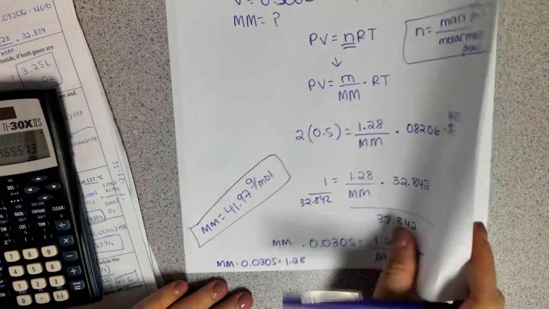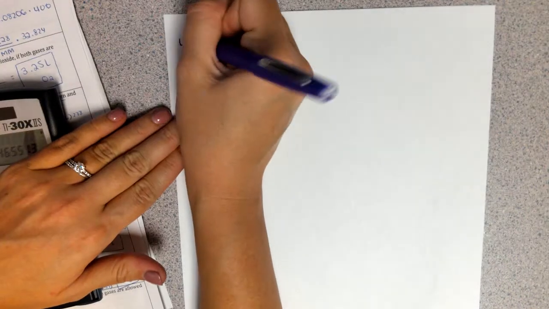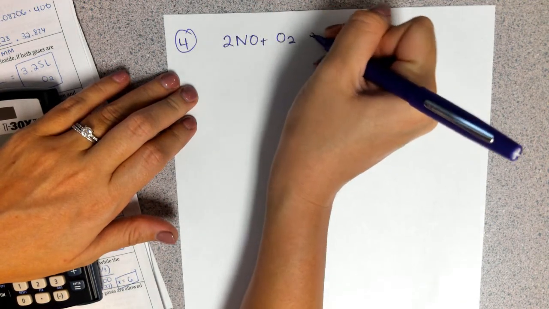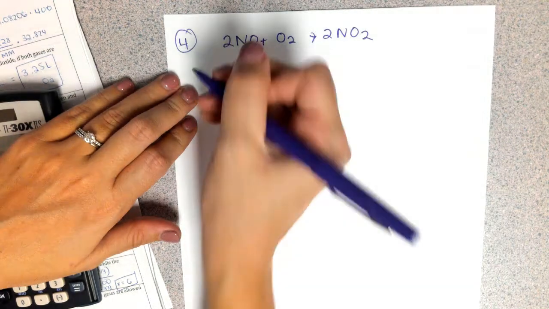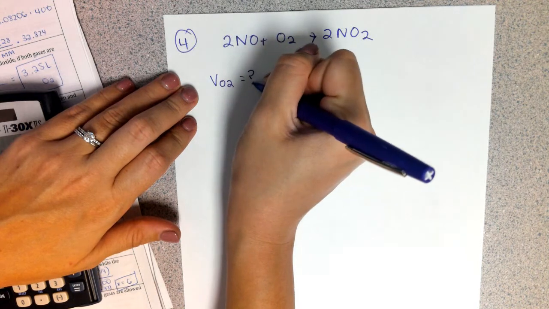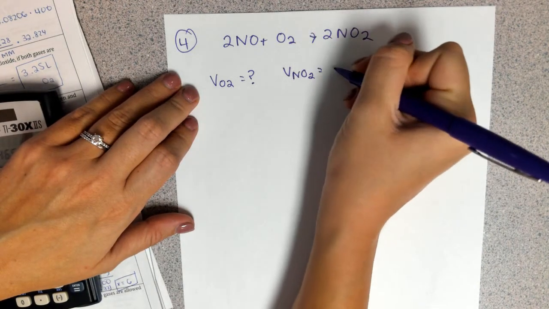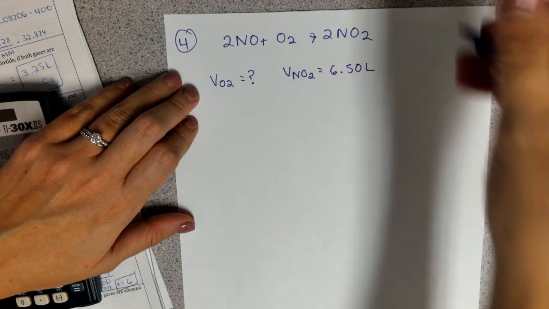There's number 3. Number 4. Given the following reaction, 2NO plus O2 makes 2NO2. How many liters of gaseous oxygen, so I'm looking for the volume of O2, are needed to produce 6.5 liters of gaseous nitrogen dioxide? So my volume of NO2 is 6.50 liters, and both gases are at STP.